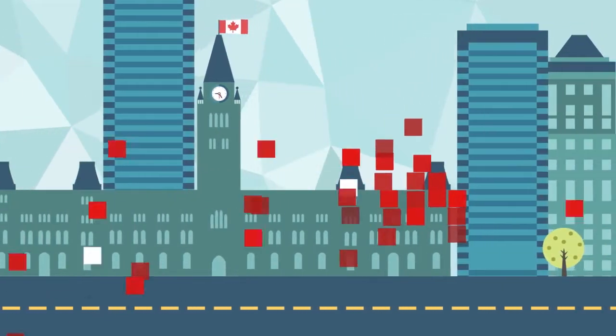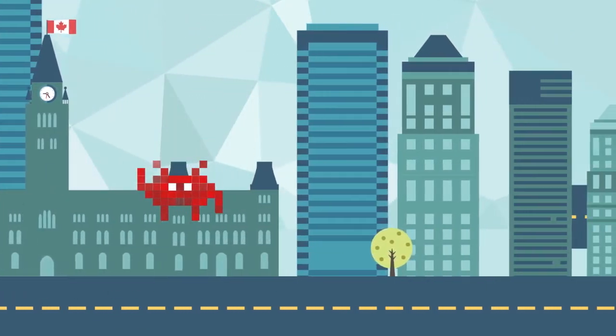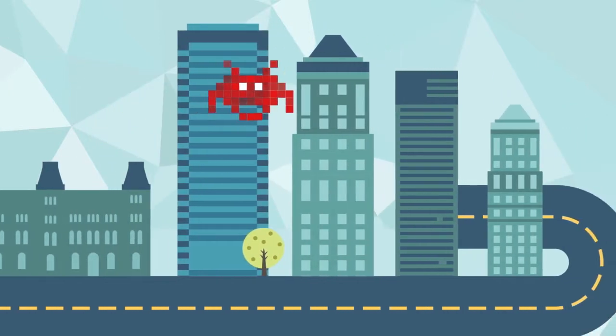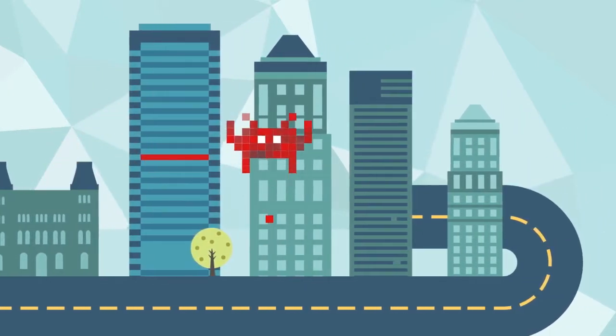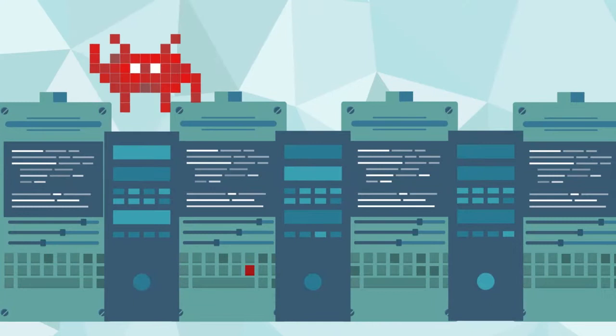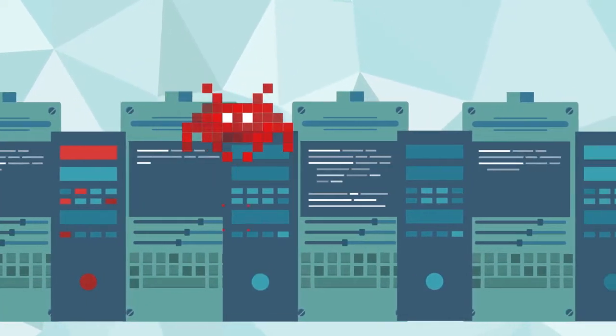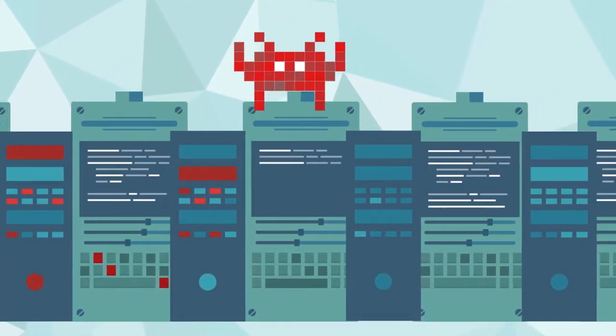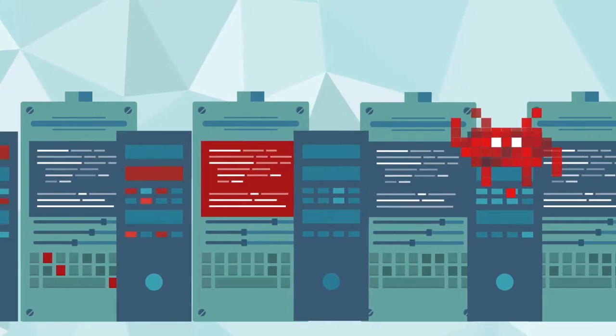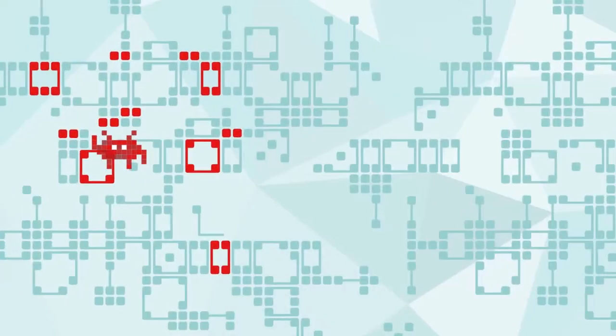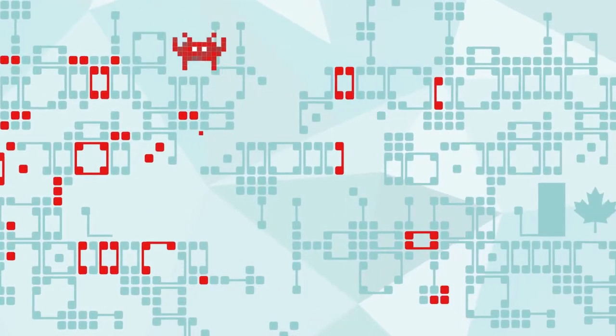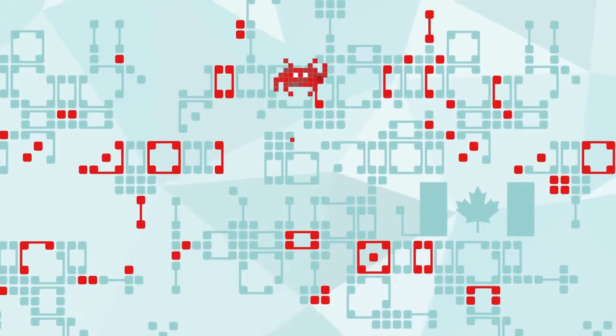These threat actors continually probe government systems, looking for vulnerabilities in order to gain access and take control. Once they have control, threat actors can steal information, corrupt its operations, or program it to infect other computers. Government networks are an attractive target to threat actors for many reasons.